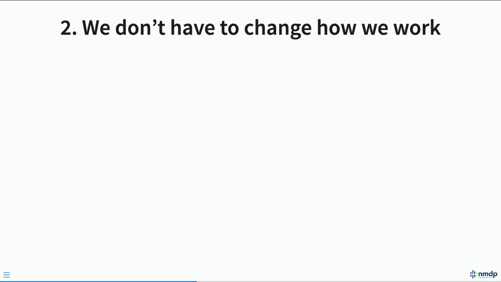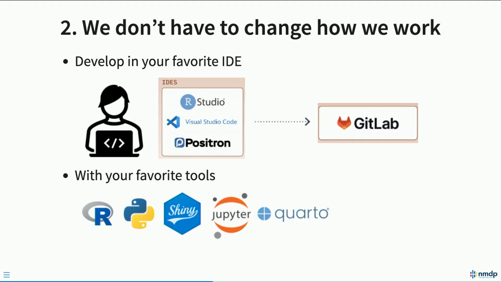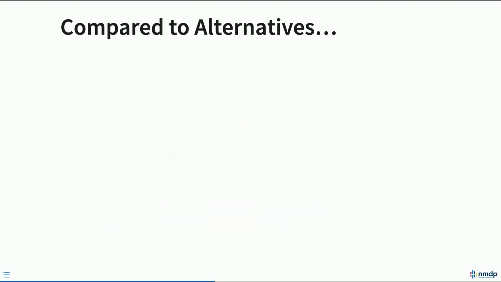Secondly, and I think this is my favorite aspect, we don't have to change how we work. We can develop in our favorite IDE of choice, whether that's RStudio, VS Code, or Positron, as long as we all agree to push back to our Git repository at least once in a while. We get to use our favorite code-first tools like R and Python, Shiny applications, Jupyter Notebooks, Quarto, just to name a few. To really appreciate why this is such a good benefit, it's insightful to compare to alternative approaches to how you might deploy something in production.